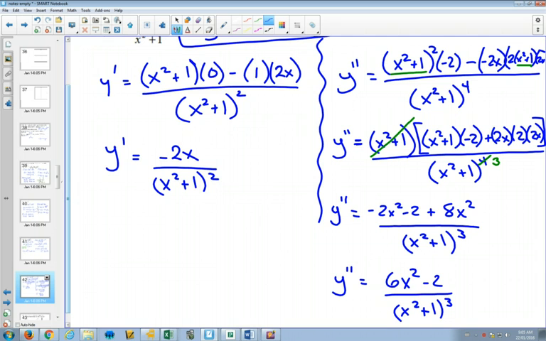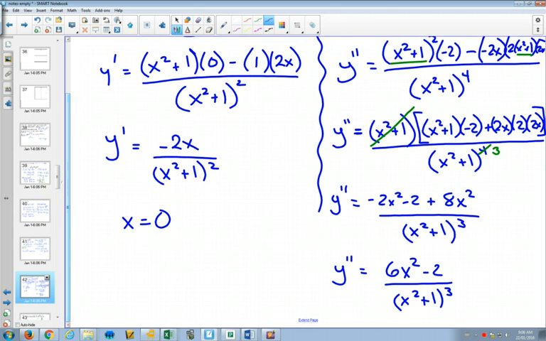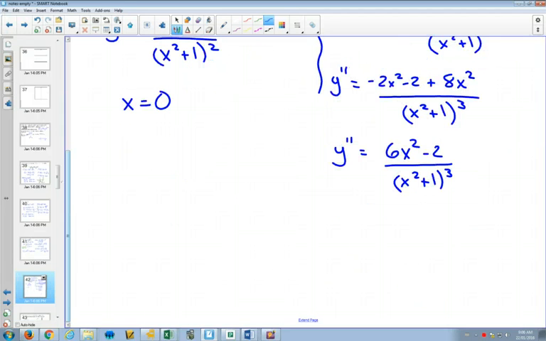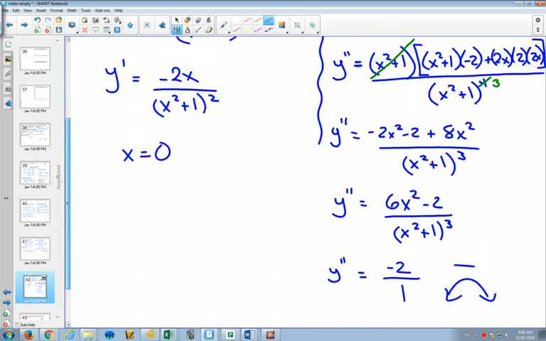Now, the nice thing for our critical points, if we make our first derivative equal to 0, we can see that the only way a fraction is equal to 0 is if the numerator is equal to 0. So x would have to be 0. And the nice thing about 0 is it makes plugging into other equations easy. So when I plug 0 into my second derivative, we're going to get -2 on the top and 1 on the bottom. So a lot of algebra for our result that wasn't that hard to plug in.